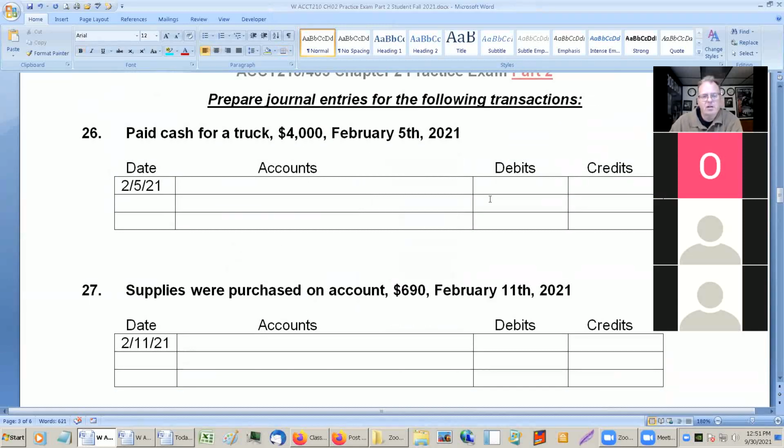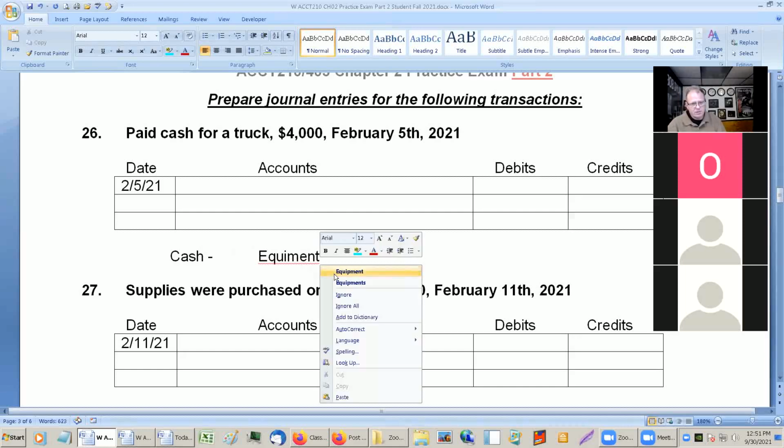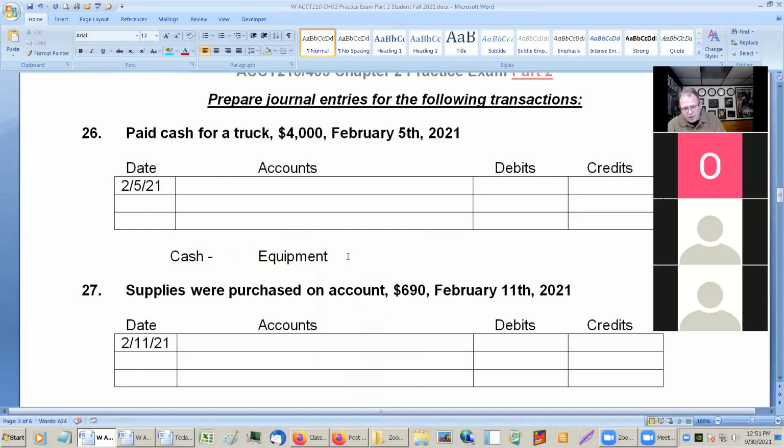Paid cash for a truck. Cash and supplies or equipment? Yeah, probably equipment, but you're right, it's another asset. So yeah, this would be probably equipment. Cash up or down? Down. Equipment, which isn't spelled like that, is going up.